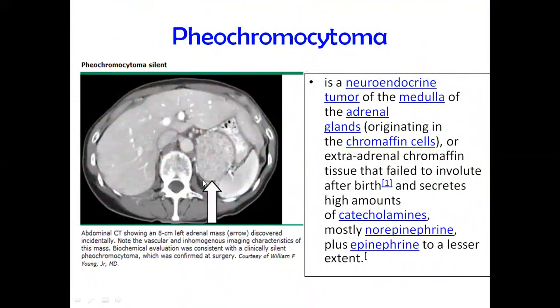Pheochromocytoma is a condition where in the adrenal medulla there is a tumor, a neuroendocrine tumor of the adrenal medulla. Obviously, there will be excessive secretion of catecholamines, epinephrine and norepinephrine. We are finding this adrenal mass which has increased in size. Thank you.